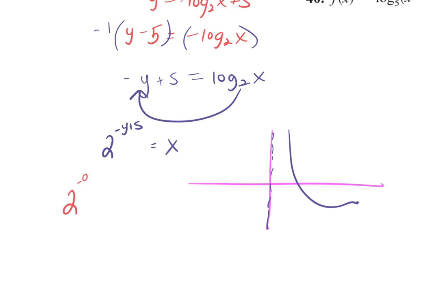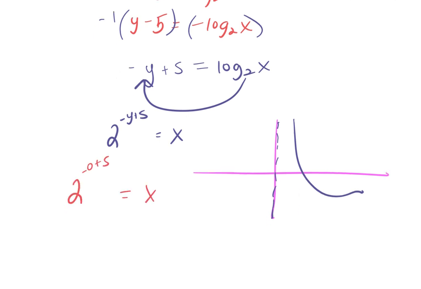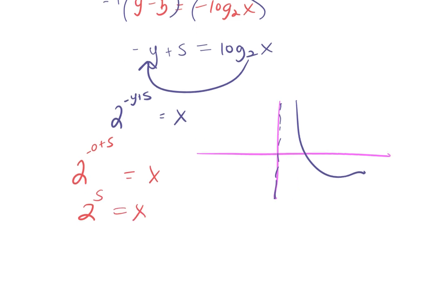So 2 to the negative 0 plus 5 would equal x. And I'd get 2 to the 5th equals x, which is 2 times 2 times 2 times 2 times 2, 32, right? So it'd be all the way up over there and upside down. So it'd be like that.